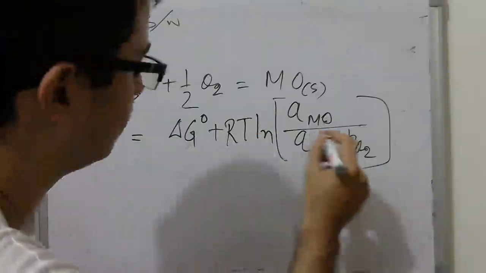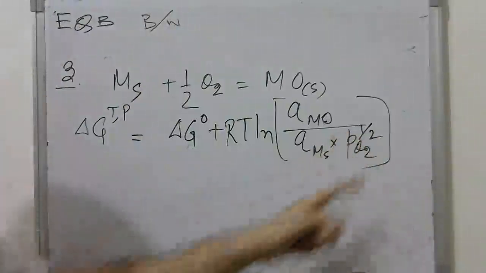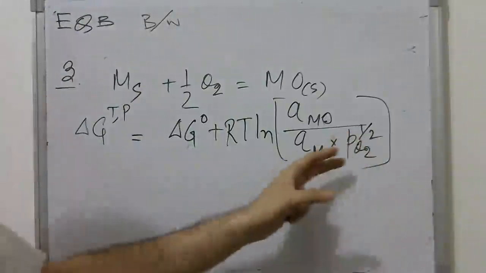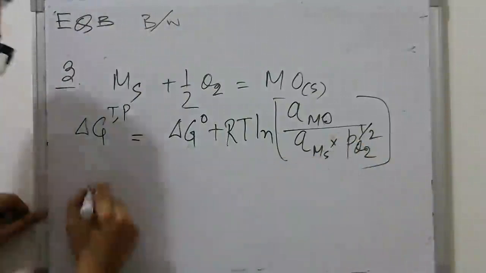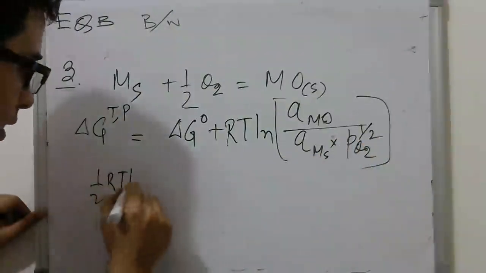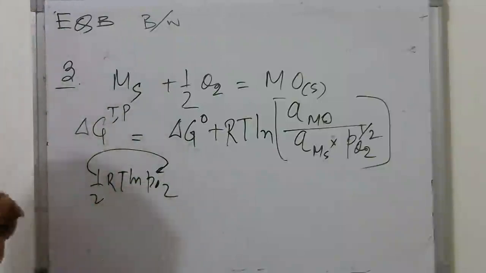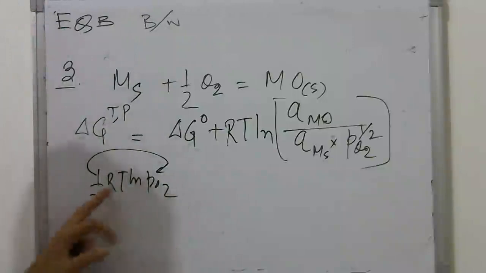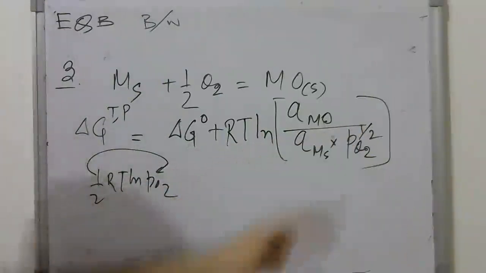So, I just made a mistake. There will be a half over, right? There will be a half, because this was half RT ln PO2. There's this term, half RT ln PO2. So the half goes over because this is a logarithm. So half goes over here. So RT ln is the base PO2. Anyway.